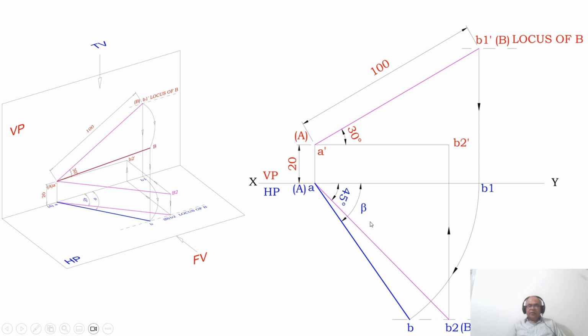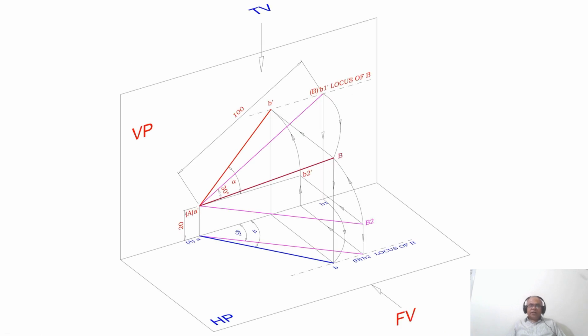So you mark the inclination, which is beta. That is the apparent inclination with respect to VP as beta. Similarly, now we will take up how to do the front view rotation.